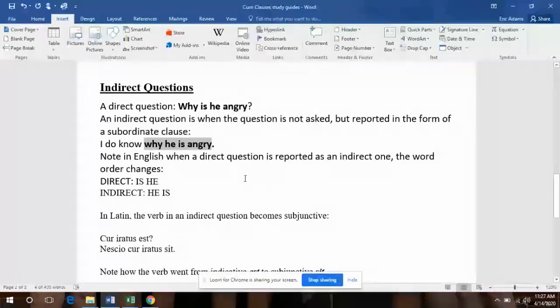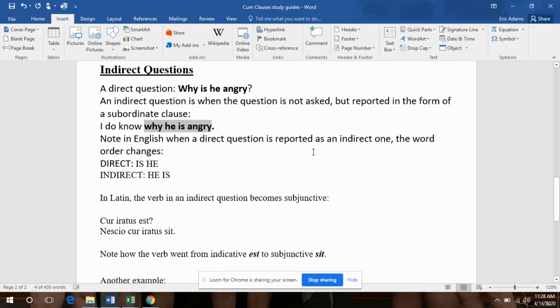Now, what we do in English to make an indirect question from a direct question is that we change the word order. Look and see, is he angry? That's asking a question. Whereas here it says, he is angry. And that's what happens when we turn the direct question into the indirect question. I don't know why he is angry. If you were to say that on its own, why he is angry, that's not a direct question. That's just bad English. And so we see again that in English, word order matters tremendously.